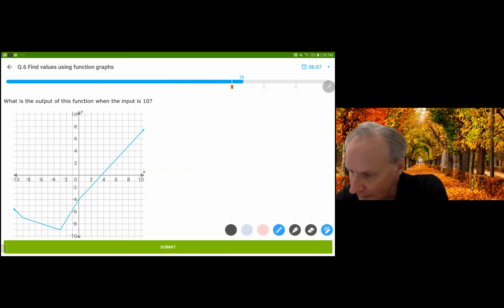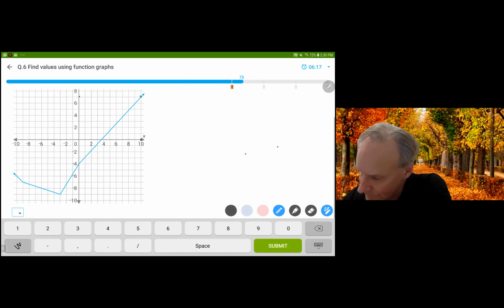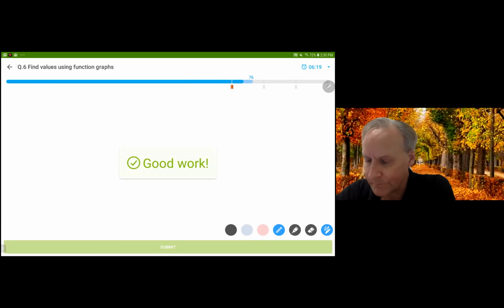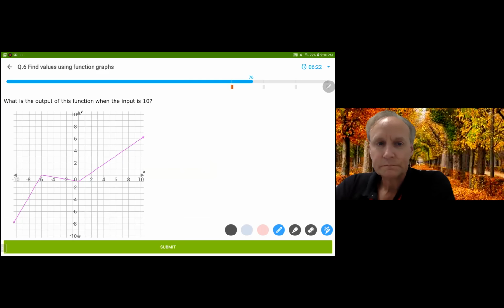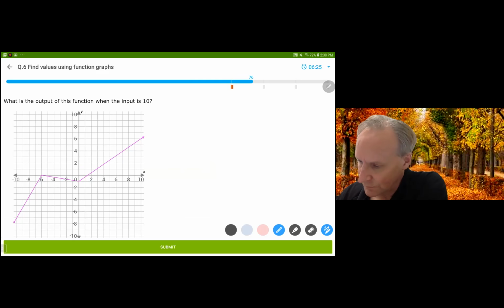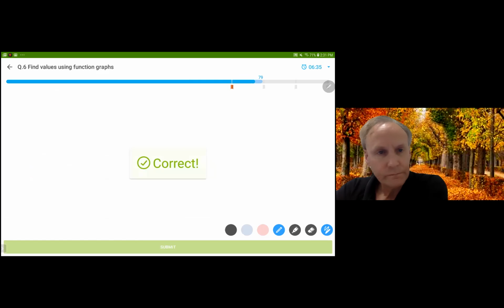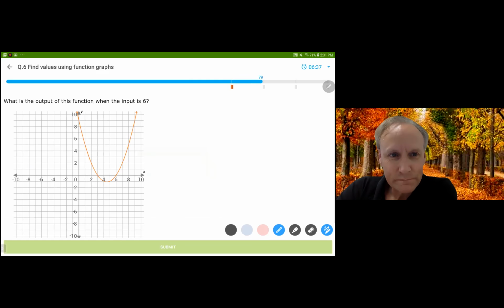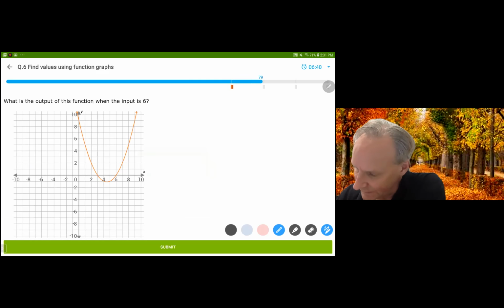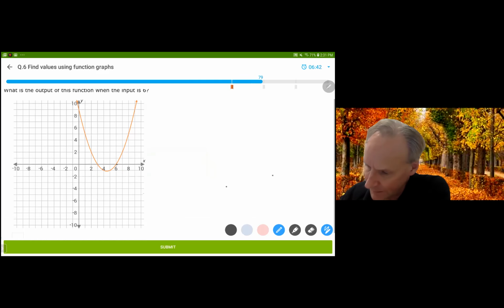What is the output if the input is 10? So we have an x equal to 10, and that gives us a y value of 7. Again, we have an x value of 10, which gives us a y value of 6. Input is 6, so we're at 0 for y.